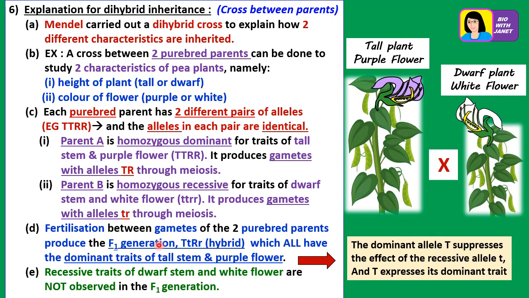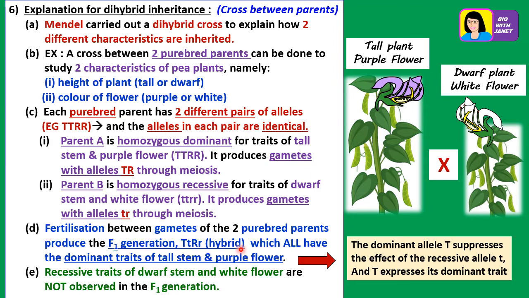Then fertilization between the gametes with alleles big T, big R, and alleles small t, small r from the two purebred parents will produce the F1 generation, which are hybrids, and they have the genotype big T, small t, big R, small r, which all have the dominant traits of tall stem and purple flower. Then recessive traits of dwarf stem and white flower are not observed in the F1 generation, and that's because the tall stem trait is dominant compared to the dwarf stem trait. The purple flower trait is dominant compared to the white flower trait.